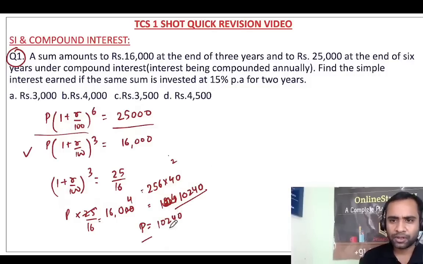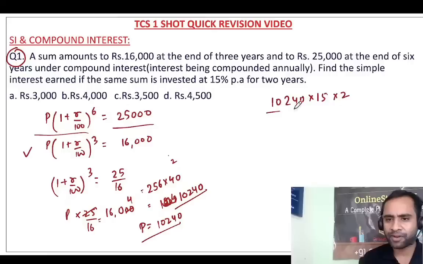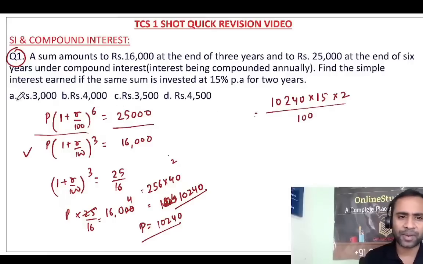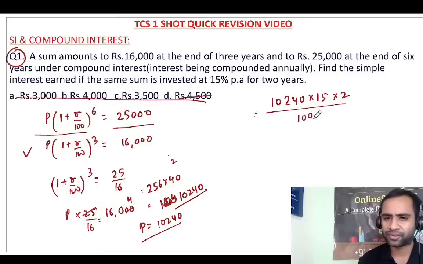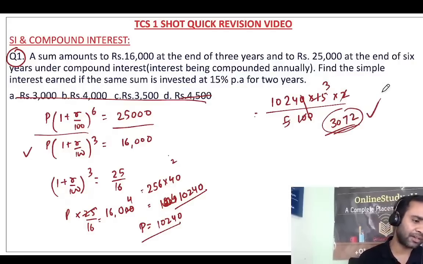Now they're telling us to find the simple interest earned if the same is invested at 15% per annum. So principal into 15% into 2 years, divided by 100. Now the options might be wrong, so please don't go for options. There might be some issue with the options. It will be 3072. So 3072 will be the correct answer.